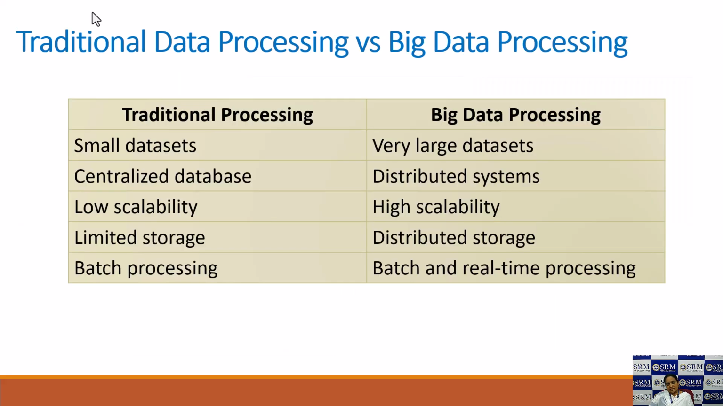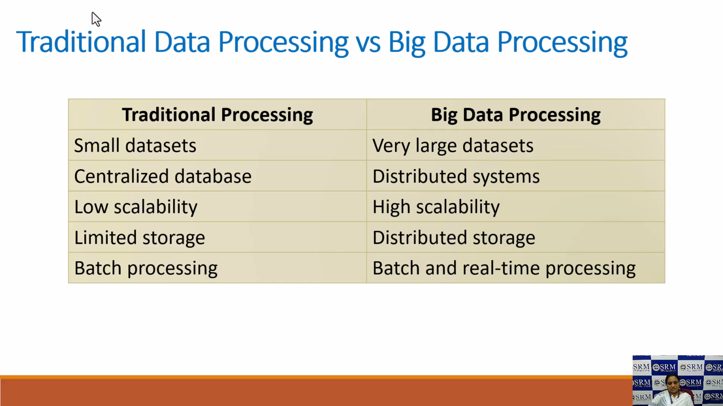So what are the traditional data processing methods? One is your traditional processing, another is your big data processing. What do you mean by traditional processing? It supports only small data sets. It will be a centralized database, low scalability, limited storage, batch processing. Batch in the sense that a group of data and records gets processed.